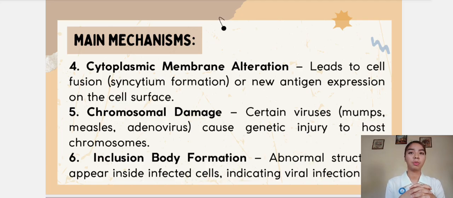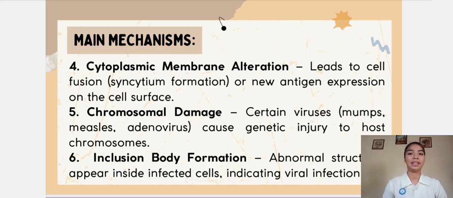Number 5, we have chromosomal damage. Certain viruses, for example mumps, measles, and adenovirus, cause genetic injury to the host chromosome. One of the important genetic information is on the chromosome. So these viruses attack these chromosomes and cause chromosomal damage.